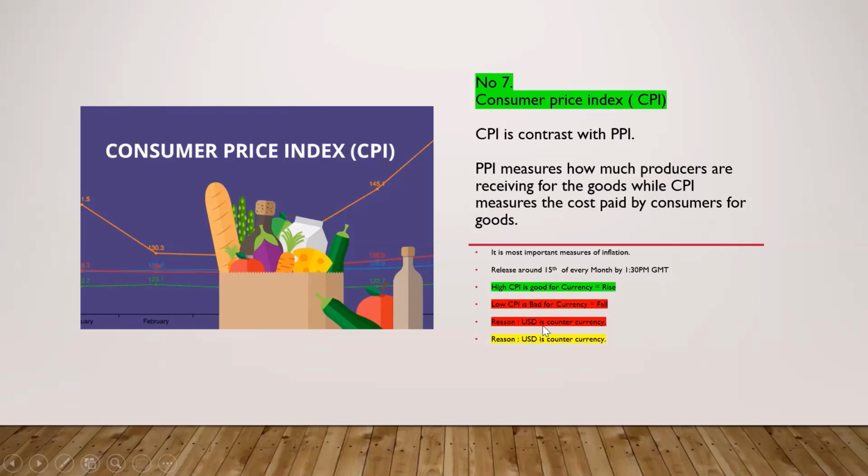The reason is that the US dollar will fall against the euro, pound, and every other currency. For example, with euro and pound, you have to buy. While here, with Euro USD and GBP USD, you have to sell, because the dollar is a counter currency here.